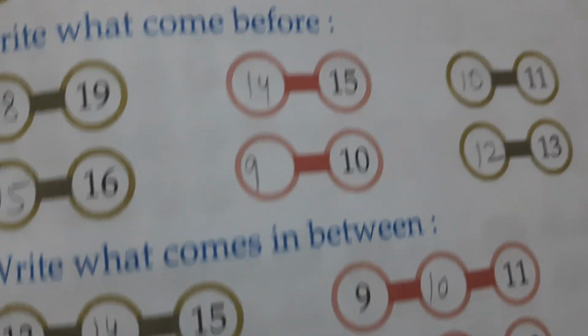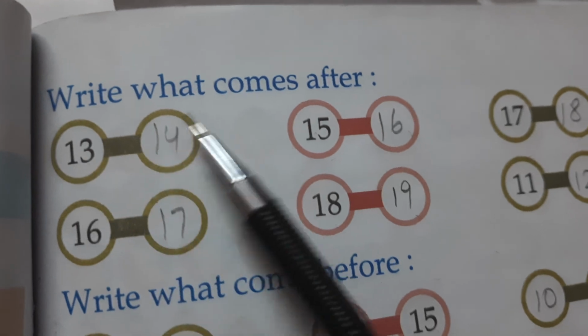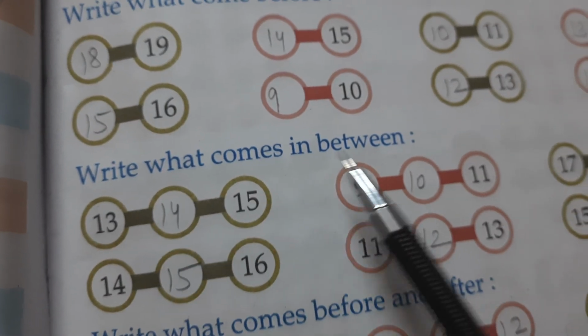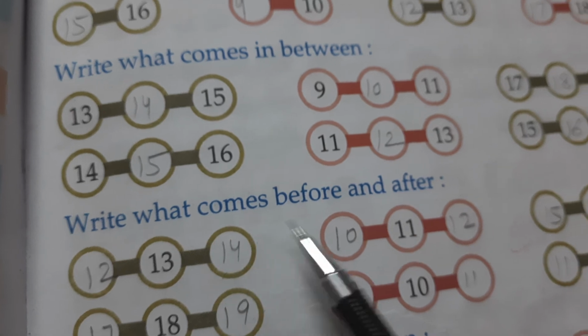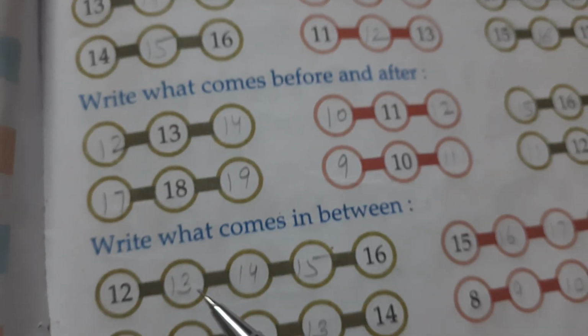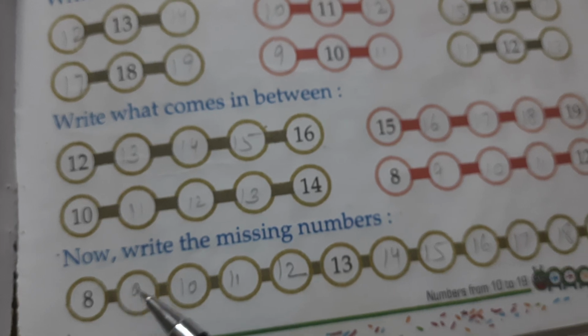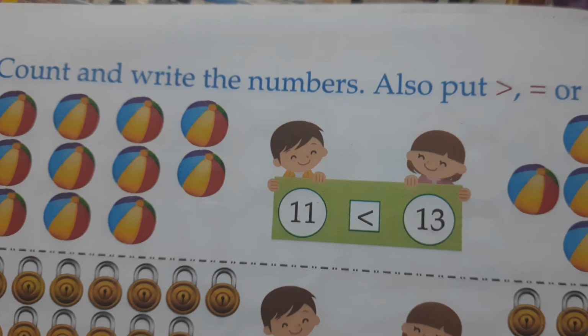Today we learned: write what comes after, write what comes before, write what comes between, write what comes before and after, write what comes in between, and now write the missing numbers. Okay, so today we learned all of these.